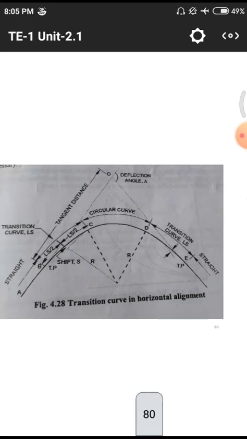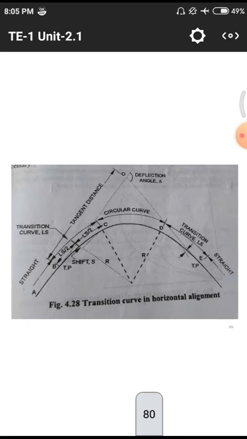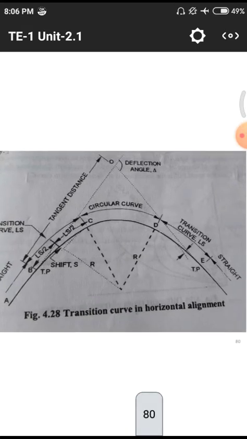This is the pictorial representation and terminology involved in the transition curve. I will zoom it.